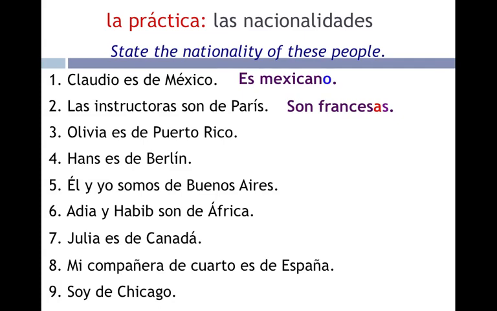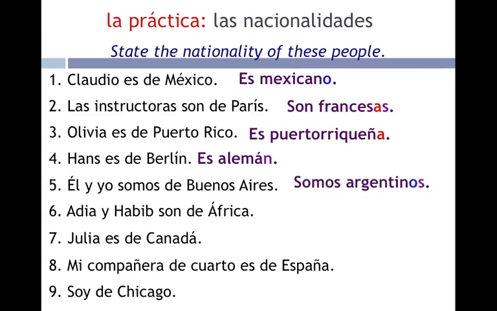Olivia es de Puerto Rico. ¿Cuál es su nacionalidad? Es puertorriqueña. Hans es de Berlín. Es alemán. Él y yo somos de Buenos Aires, Argentina. ¿Cómo se dice? We are Argentinian. Somos argentinos.